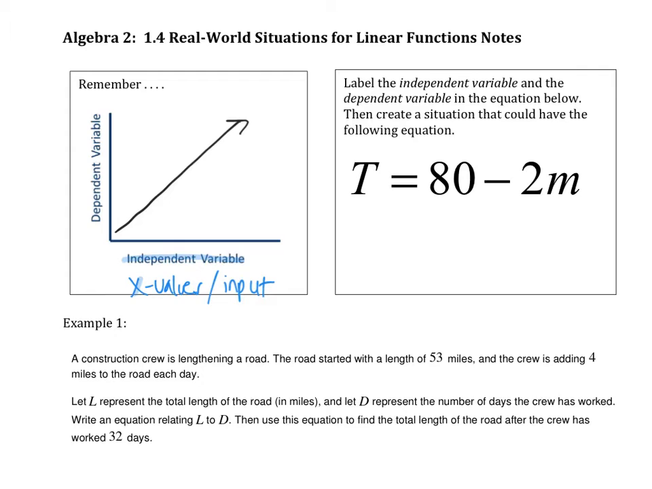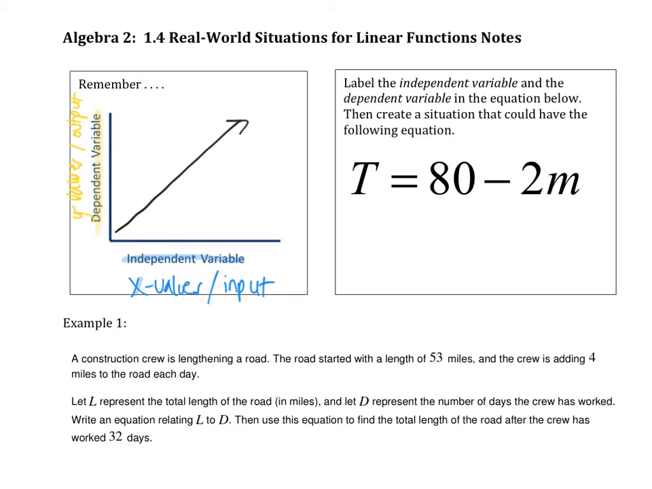And then the y values are known as the dependent variable, and those are called the output. So those are the y values. And that is also called the output or the result of an equation.